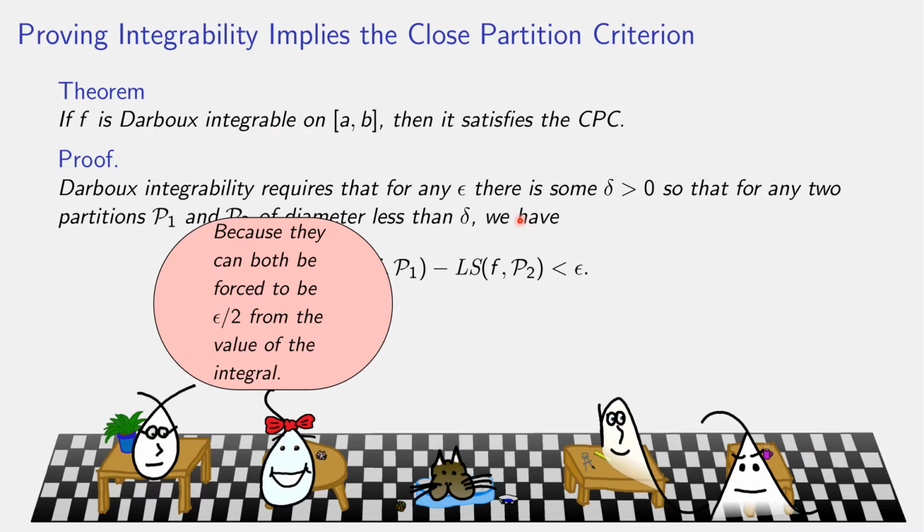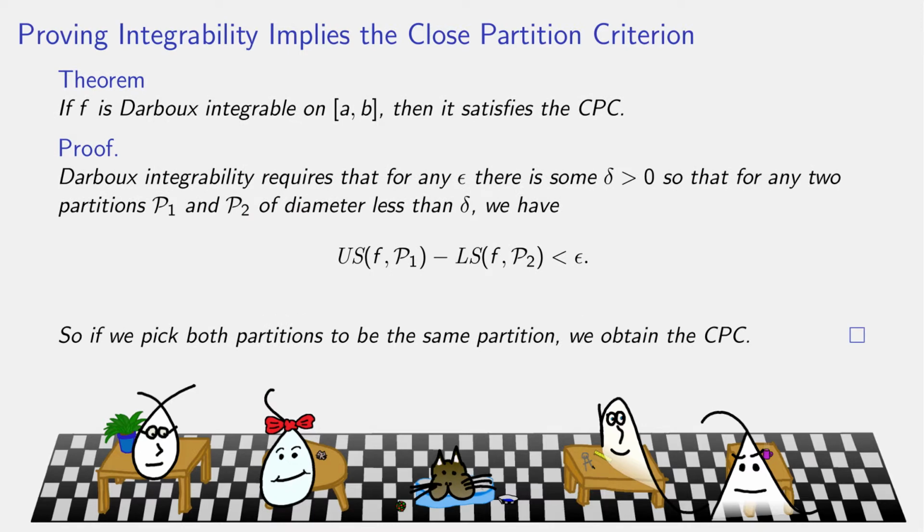And yes, it's because they can both be forced to be epsilon over 2 away from the value of the integral. From Darboux integrability, for sufficiently fine partitions, all upper sums and all lower sums can be any distance we want from the value of the integral. So if I force them both to be within epsilon over 2 of the value of the integral, then by the triangle inequality, they are within epsilon of each other. So this is true for any two partitions whose norm is less than delta. So if I just pick the same partition for both of these, then we have satisfied the closed partition criterion.